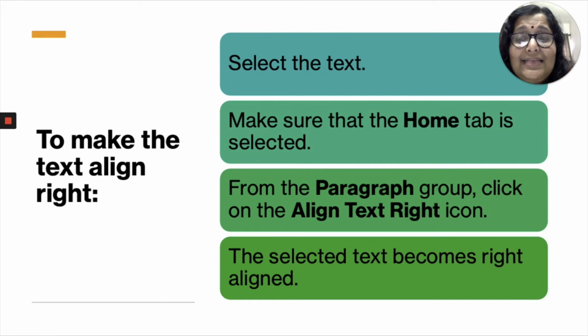To make the text align right, how do you make it align to the right side? Same process. You have to select the text, go to the home tab, then look in the paragraph group, click on the Align Text Right icon. You have to look for the Align Text Right icon. When you click on it, the selected text becomes right aligned.